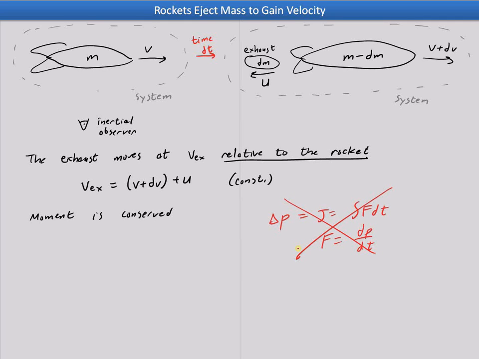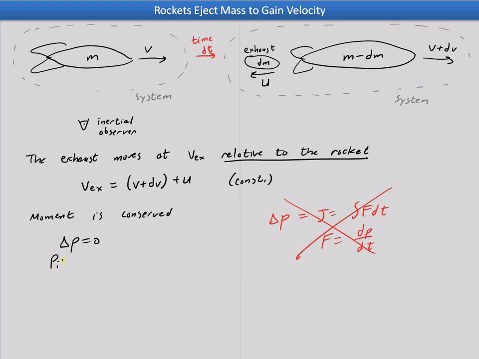You're not going to get the right answer. So this is not a case where we can use Newton's second law, F equals dp/dt, because this was only true when the mass was constant. The mass is not constant. Our rocket is losing mass. However, we can still say that momentum is conserved. We can still say that delta P equals 0 because we've defined our system to include both the rocket and its exhaust. So that will still work.